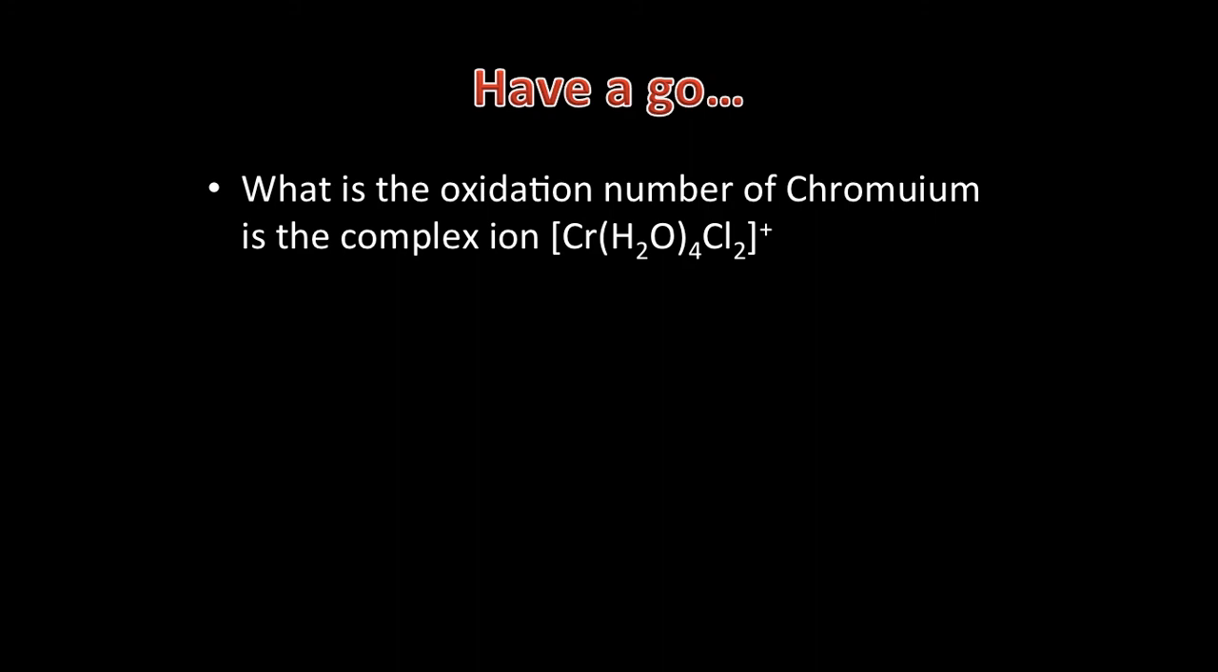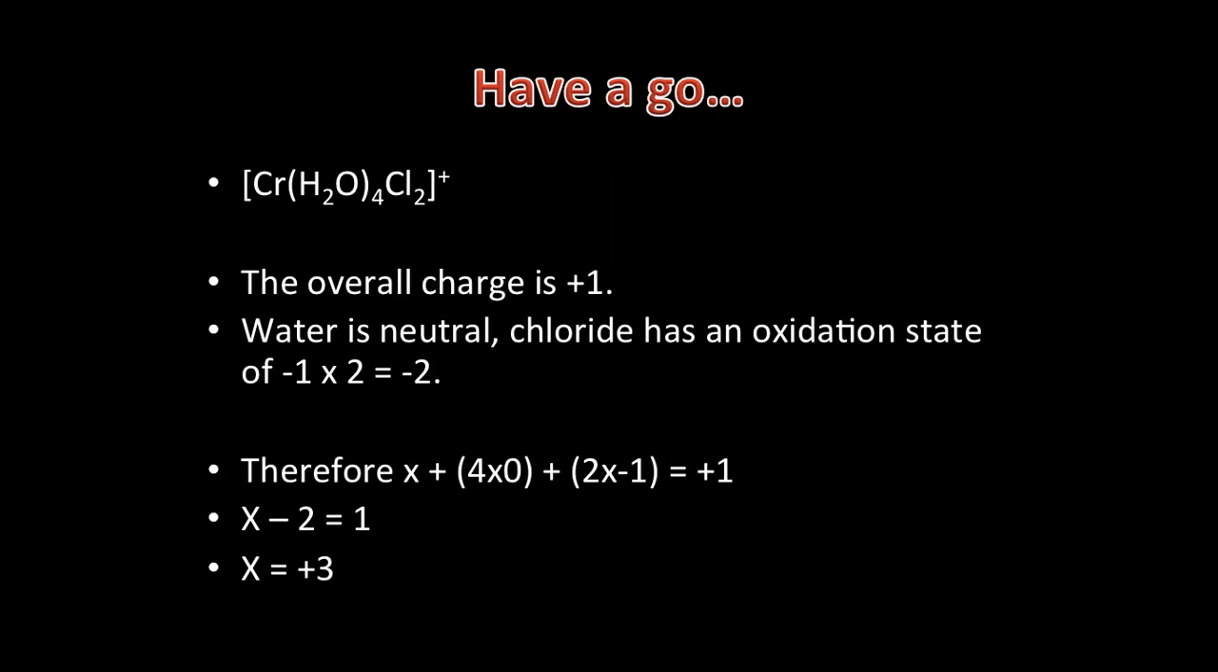Now you have a go. Pause the video and try the question on the slide. The answer will be on the following slide. The answer is +3. As water is neutral, 2 chlorides have a charge of -2 and the overall charge on the complex ion is +1. Therefore, chromium needs to have an oxidation state of +3.